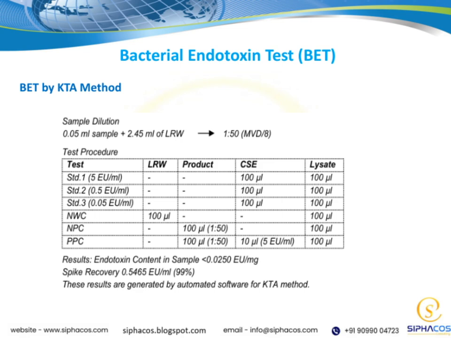The KTA method, or kinetic turbidimetric assay, offers a reliable and sensitive way to measure these endotoxins. It's important because endotoxins can cause severe adverse reactions if they go undetected. Throughout our presentation, we've emphasized the importance of rigorous testing to maintain product safety and compliance. The BET by KTA method is just one of the many tools we use to uphold these standards, ensuring that our products are safe for patients and meet regulatory requirements.